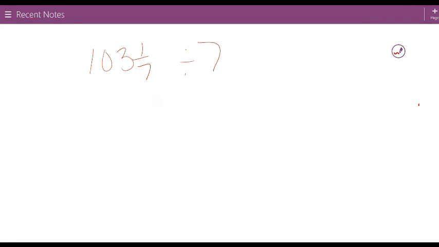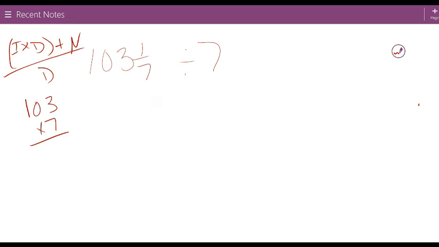So now in order to start working with this, we need to have it in improper fraction form, because this doesn't really help us much. Okay, so we're going to do our integer times denominator plus numerator, all of that over our denominator. Okay, so 103 times 7, 721, plus 1 is going to give us 722 over 7. We want to divide this by 7.